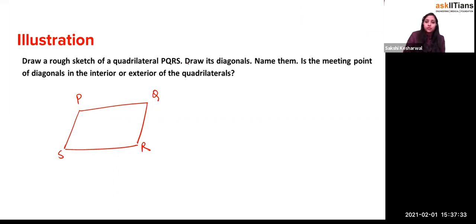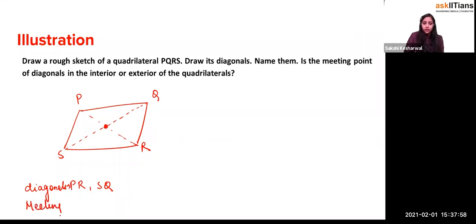So what are the diagonals? Draw its diagonals. Its diagonals will be PR and SQ. Yes, these are your diagonals. Name them. Is the meeting point of the diagonals in the interior or the exterior of the quadrilateral? Right now, the meeting point is in the interior. The meeting point is in the interior.